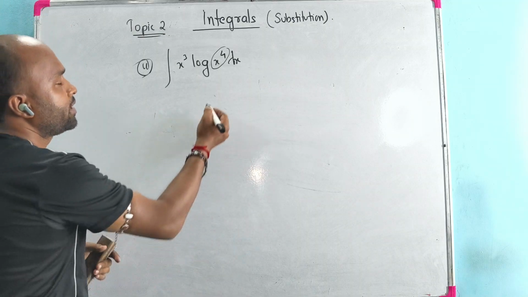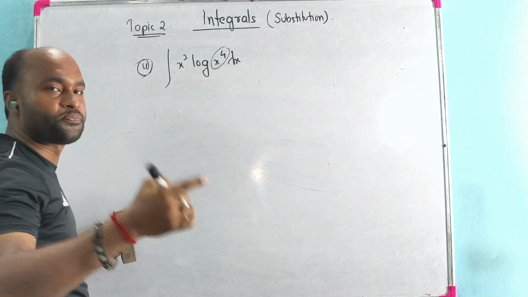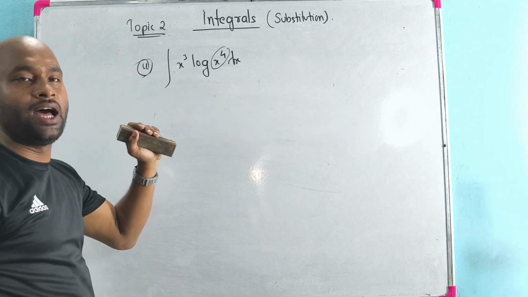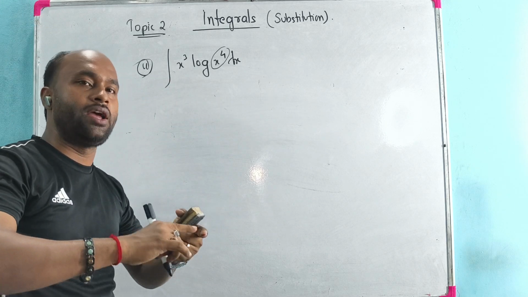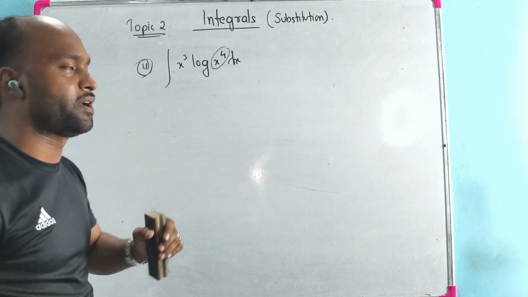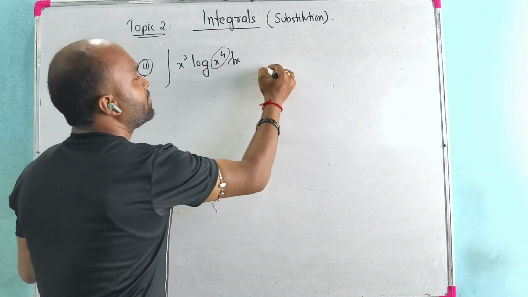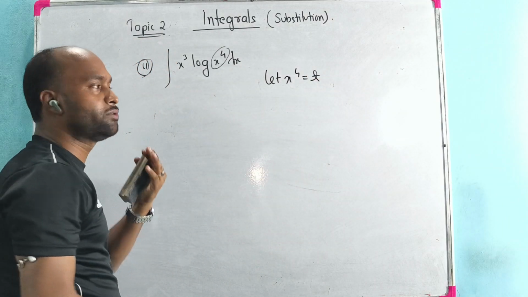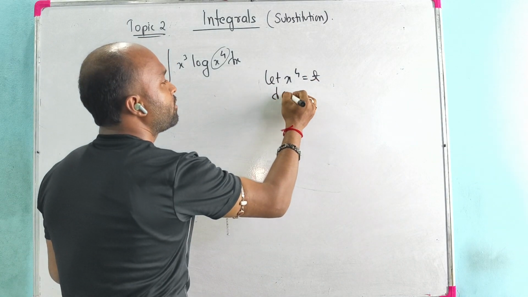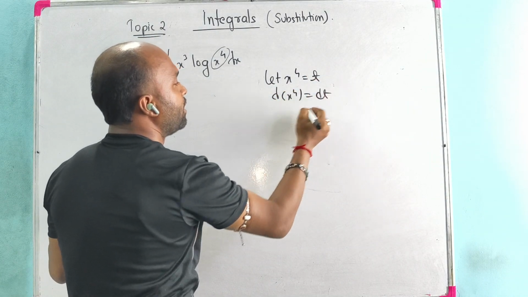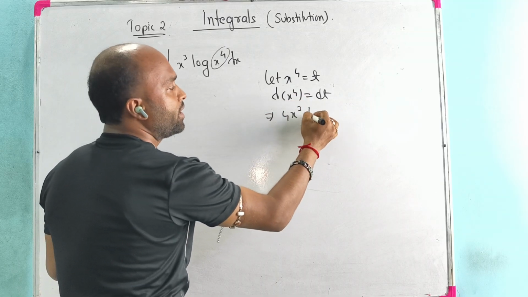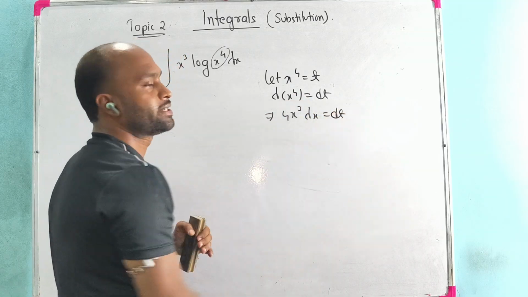Now see, let's take the derivative. This is how much? 4x cube. Don't go for 4, but x cube is there. Clear? Because 4 and minus and plus can easily be identified. So let me consider that x to the power 4 equal to t. Is this clear to you? Now what will we do? d/dx of x to the power 4 equals dt. Now d/dx of x to the power 4 is what? 4x cube dx equals dt. Is this clear to you?